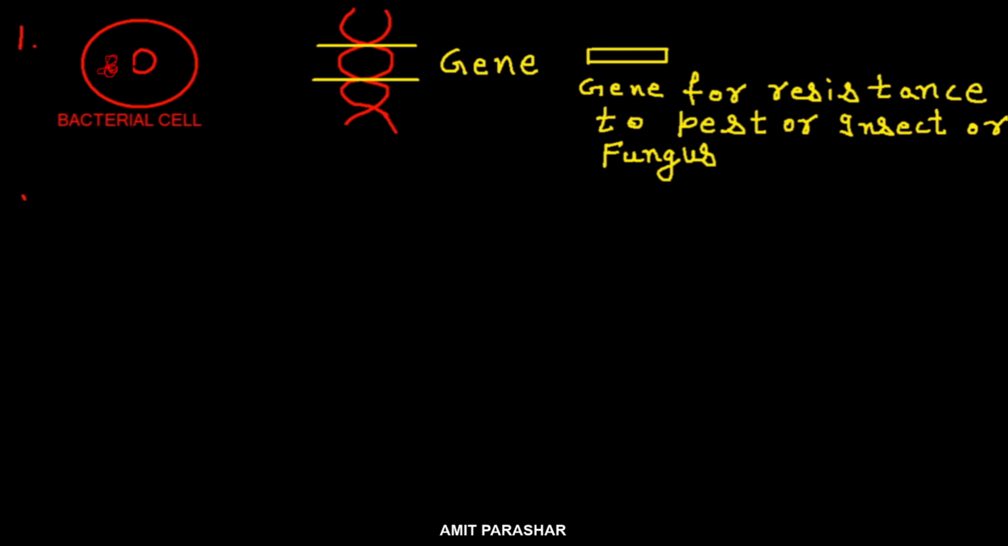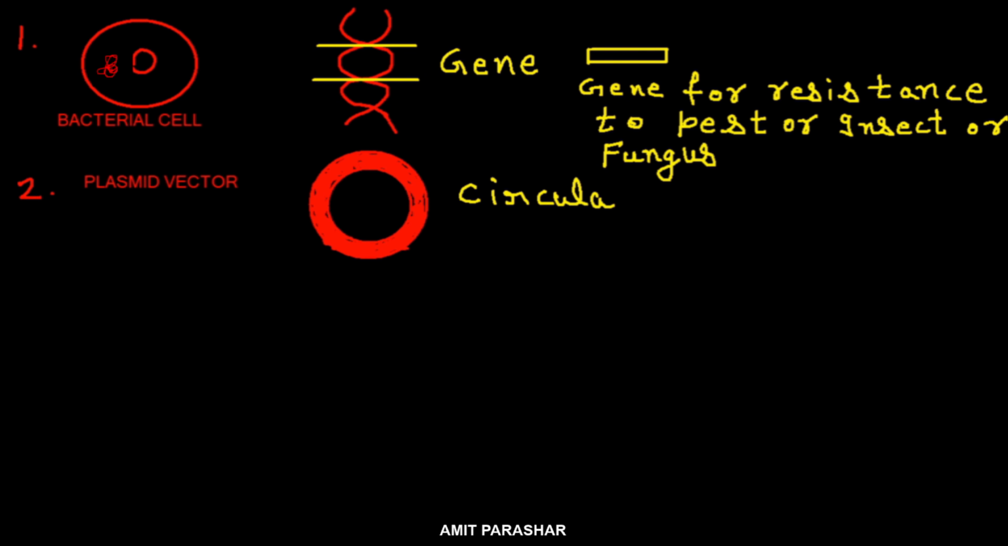Now we will cut out this gene by using restriction endonucleases, molecular scissors. So if we want to transfer this desirable gene or fragment of DNA, we need a plasmid vector. Plasmid vector is a small extra chromosomal circular double-stranded DNA. So we need a vector, and the most common vectors are bacterial plasmid and phage viruses.